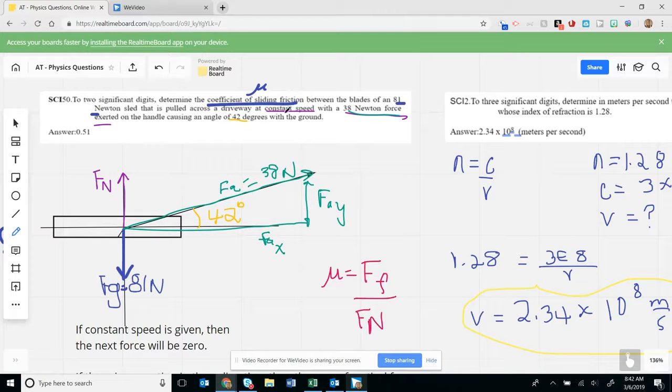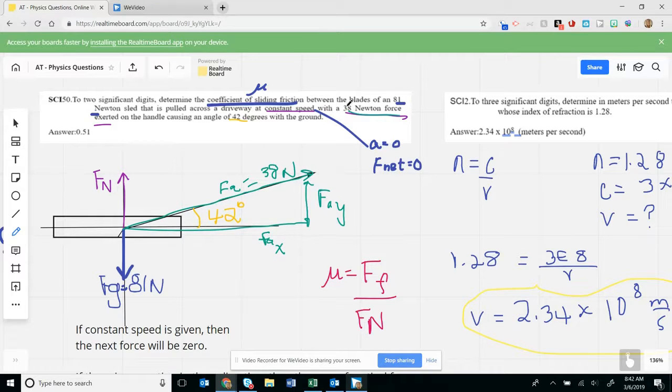That is pulled across a driveway at a constant speed. Anytime you see constant speed, that also tells us that the acceleration is 0. And by Newton's second law of motion, if the acceleration is 0, then net force will also have to be 0. So we're really looking for all the forces that we're documenting here to, in essence, cancel each other out. The net force that we find both vertically and horizontally will need to be 0.